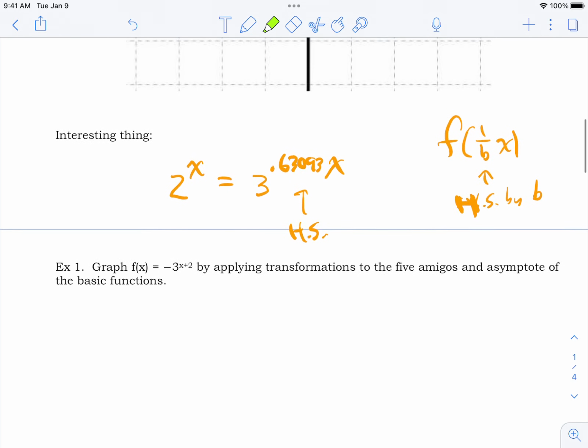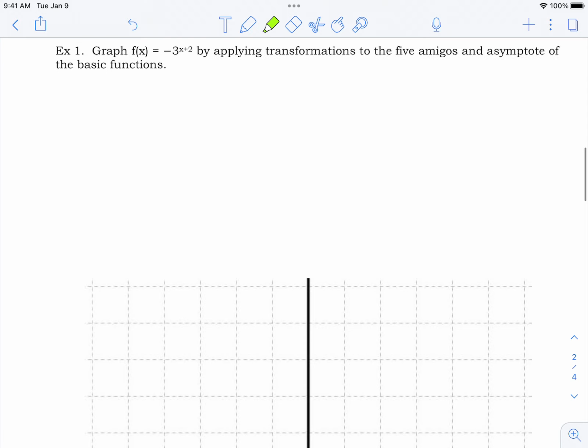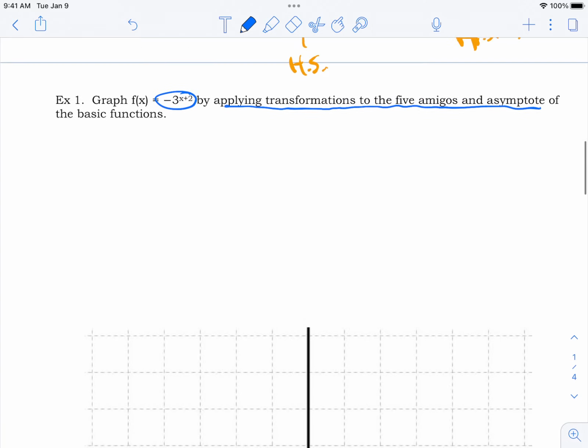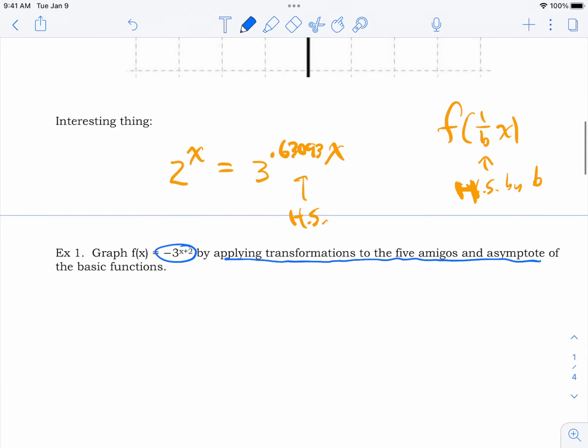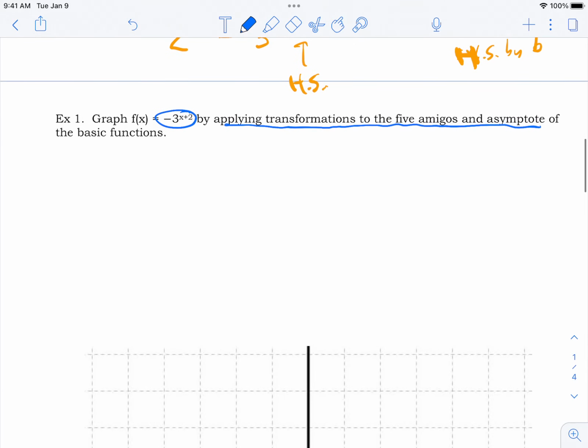Like on the next page. So it says here, what do we got? We're going to practice with our exponential functions a little bit and graphing them some more. Graph f of x equals, whoa, it's a little bit fancier, by applying transformations to the 5 amigos and the asymptote. Yeah, all of these have the same asymptote, by the way. Okay. In other words, we want to graph this function.